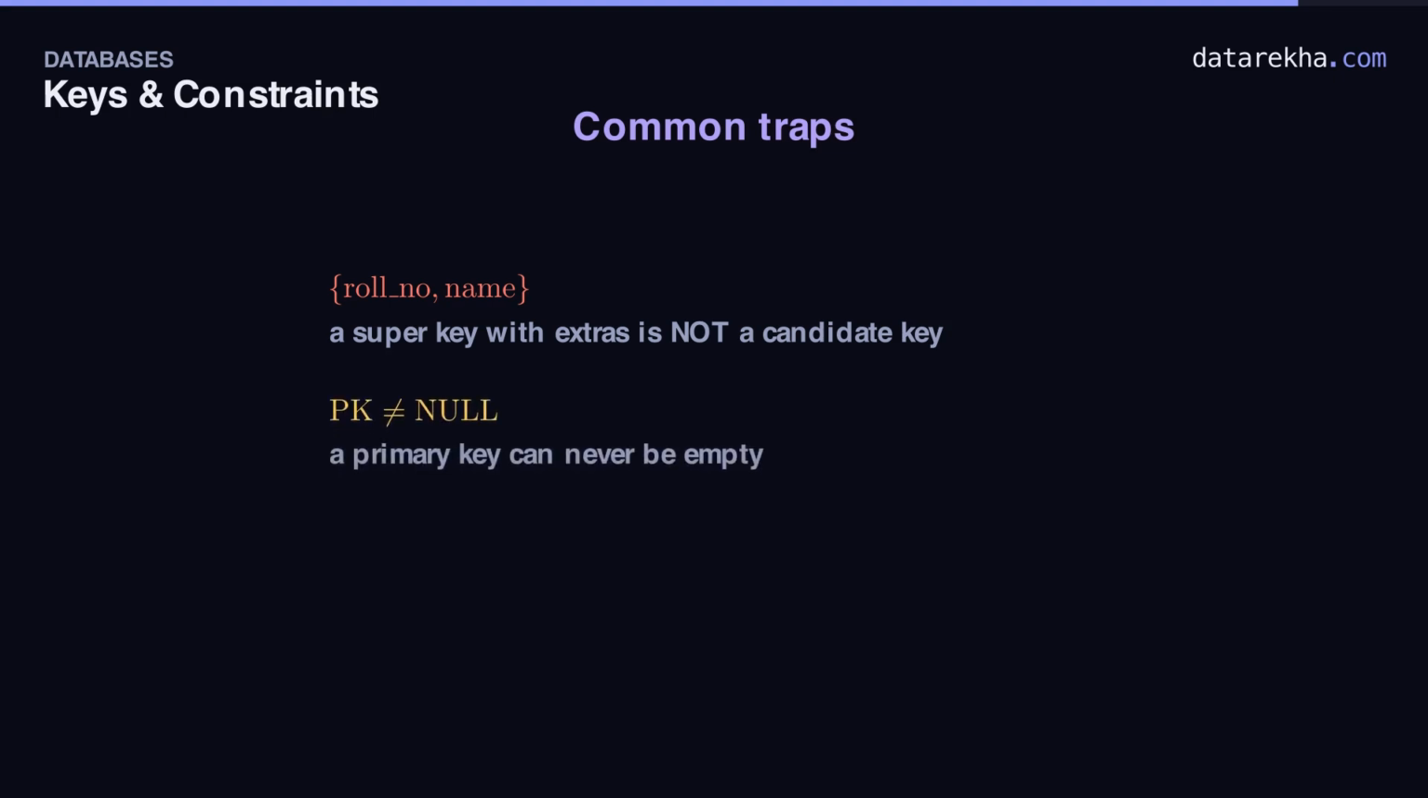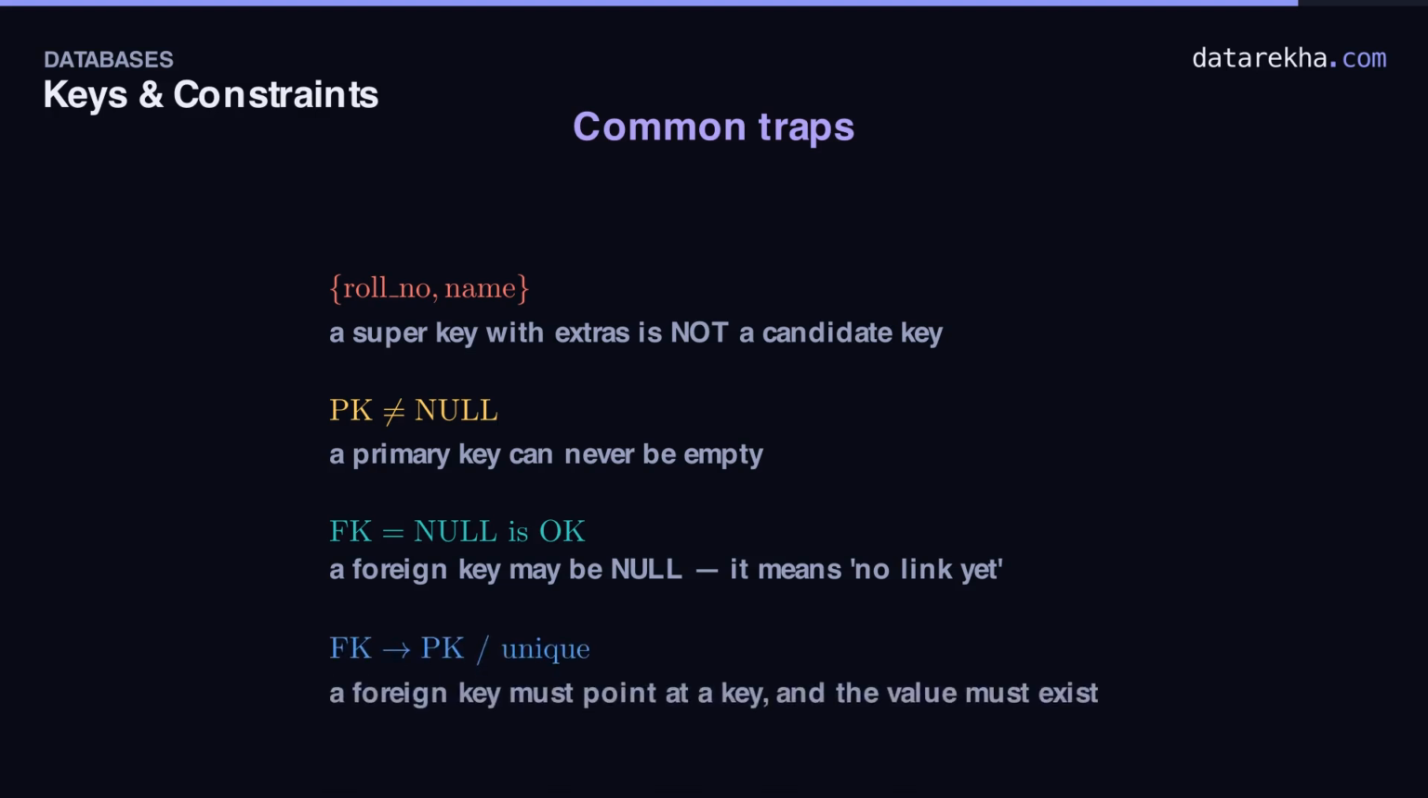Trap 2. A primary key value can never be null. That is entity integrity. An empty identifier identifies nothing. And notice the asymmetry. A unique column will usually tolerate a single empty value, but a primary key allows none at all. Trap 3. Foreign keys are allowed to be null. A null foreign key just means no link yet. Only the non-empty values must match a real key.